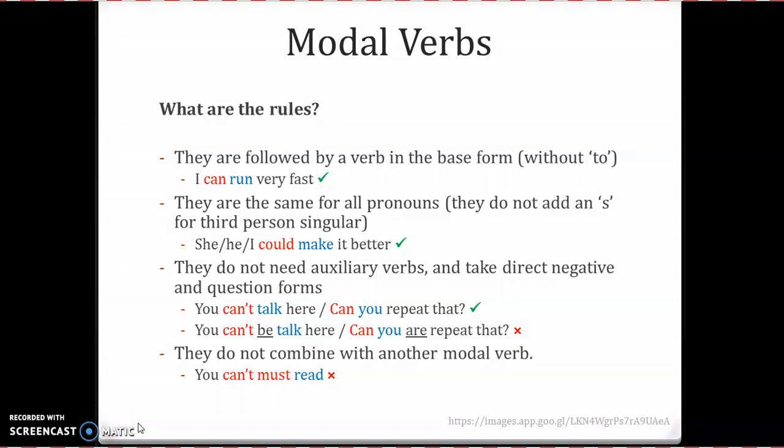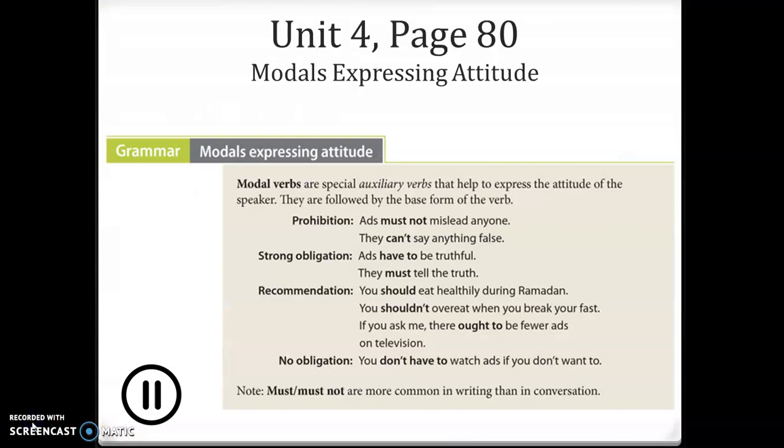For example, you will never say, you can't must read. Now let's go to our books. I want you to turn to page 80, Unit 4. Here is the grammar skill, modals expressing attitude. Let's take a look at this together.